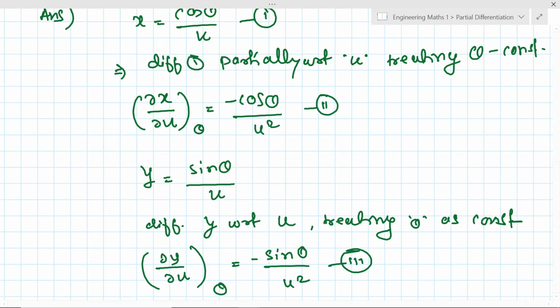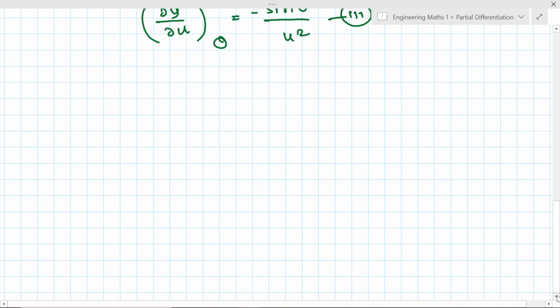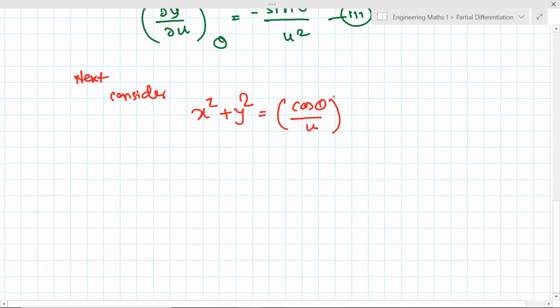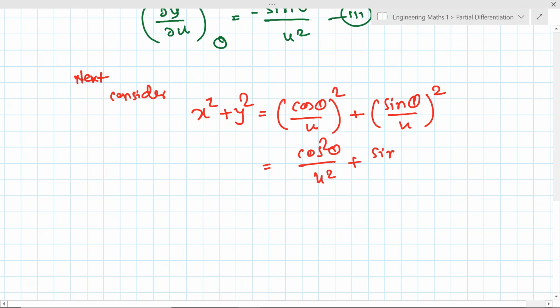Suppose we take this as x square plus y square. Next, consider x square plus y square. What do I get? What is x? x is nothing but (cos theta divided by u) square, plus what is y? It is (sine theta divided by u) square. We are trying to remove the theta. So what is that? It is cos square theta divided by u square plus sine square theta divided by u square.